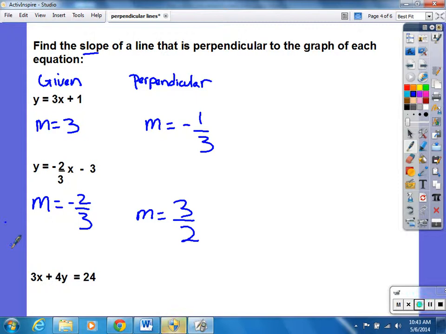In the last example, it's in standard form. Hopefully, you're starting to remember that we find the slope of an equation that's in standard form by taking the opposite of A over B. So I know that A over B would be 3 over 4. The opposite of that would be negative 3/4. So the slope of a line that's perpendicular will be positive 4/3. Okay? If you need to pause so that you can jot down notes, go ahead and do that. I'm going to continue.